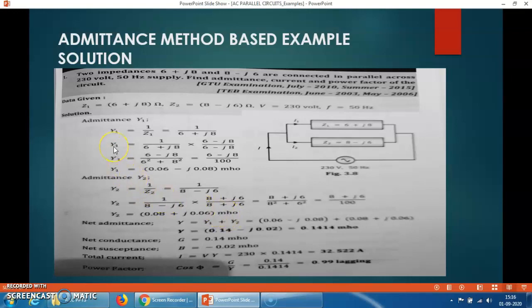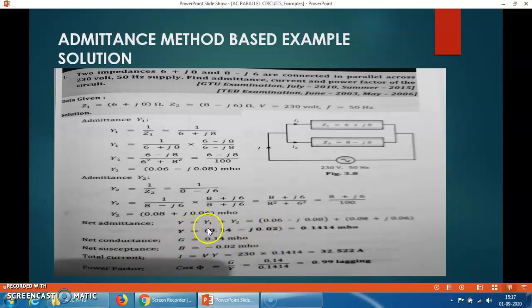Now the net admittance is the algebraic sum of all the branch admittances, that is y1 and y2. So make the algebraic sum of y1 and y2, you will get the net admittance Y, that is 0.14 minus j0.02. Now what is Y? Y is equal to G minus jB. G is the net conductance, B is the susceptance. So G is equal to 0.14, and here minus 0.02 is the net susceptance.